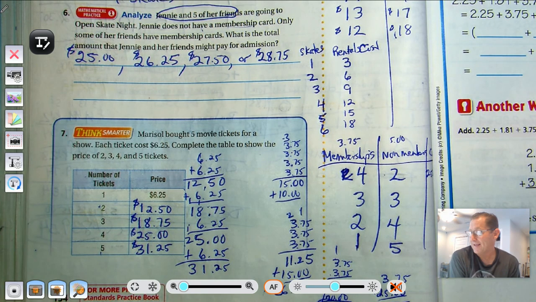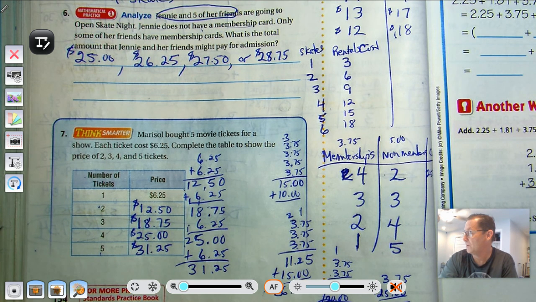So that's it for you solving word problems with use of money. So until our next lesson, we're going to be working in lesson 3.12 to finish up the chapter. I will see you soon.